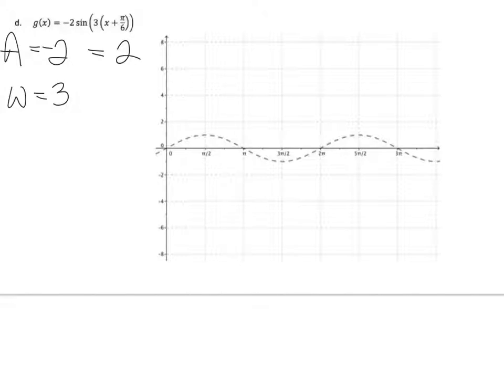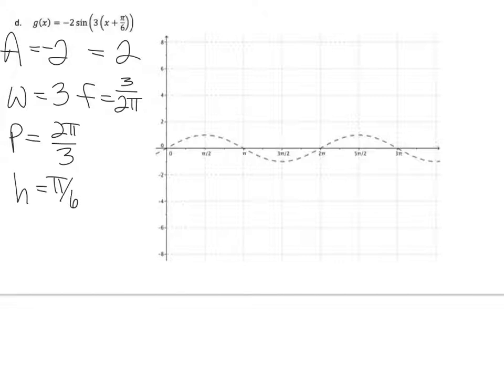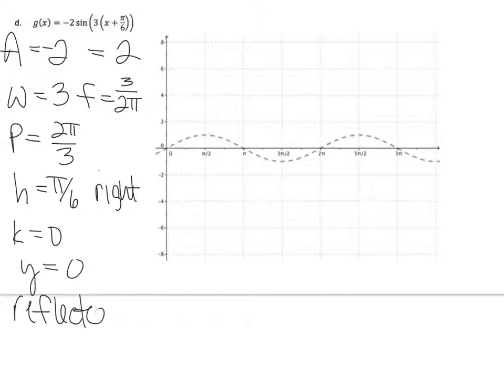Omega equals 3, so your frequency is 3 over 2 pi. Our period is 2 pi over 3. h is pi over 6, so our phase shift is to the right, translated horizontally. k is 0, so our midline is y equals 0. And we are reflected over the x-axis.